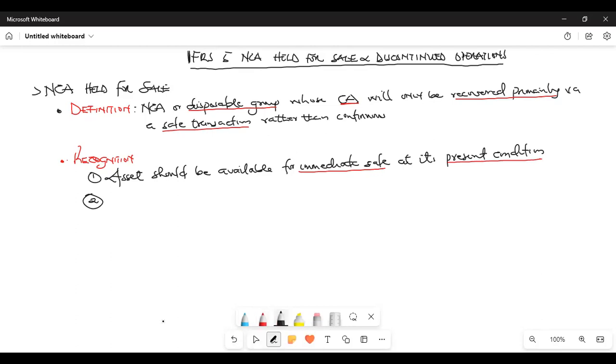All right, then we come to recognition criteria number two. It says that the sale must be highly probable. The selling of the asset must be highly probable. What do we mean by the thing being highly probable? What you should understand is that it means that the management of the entity are committed.